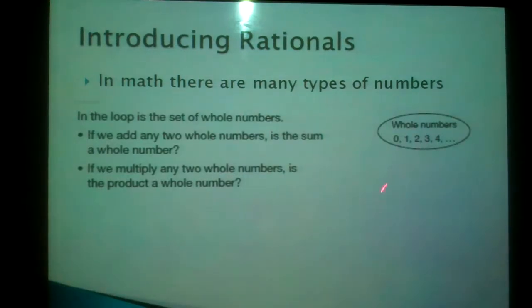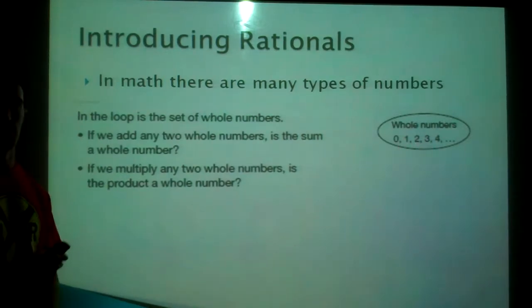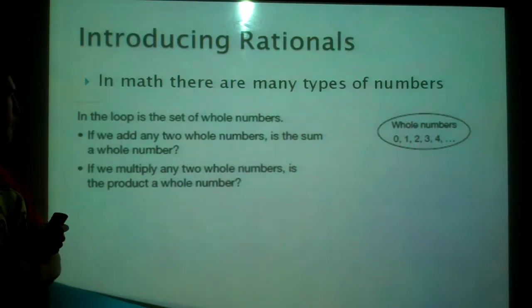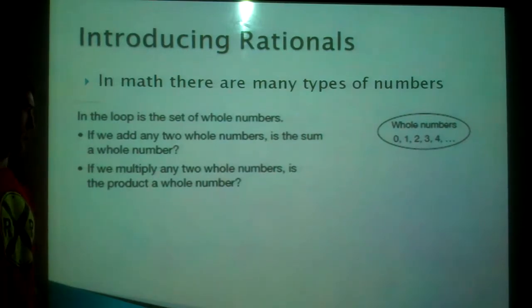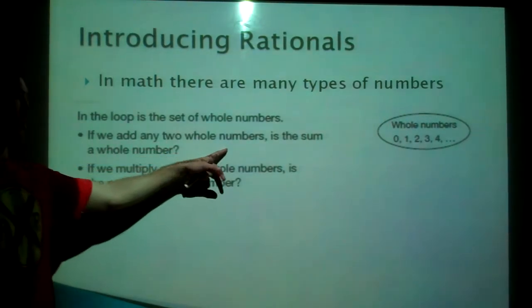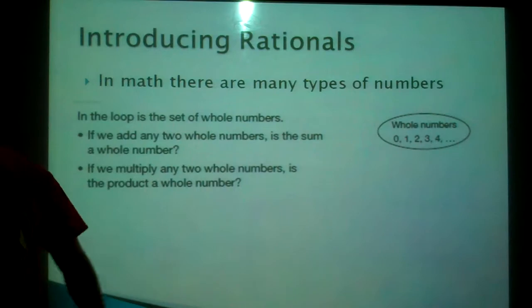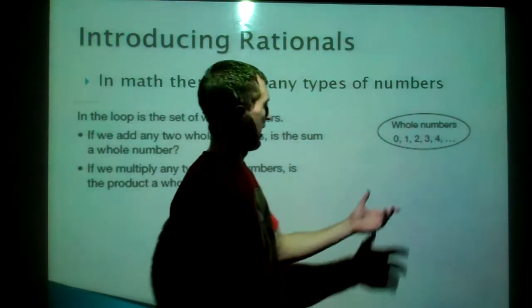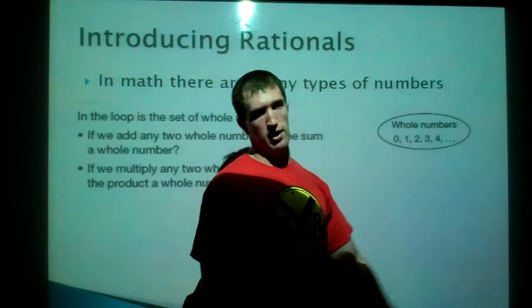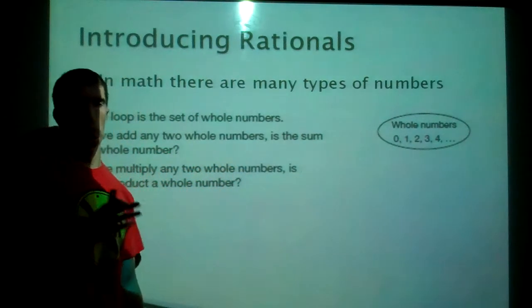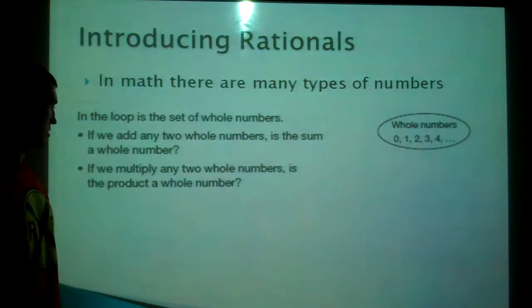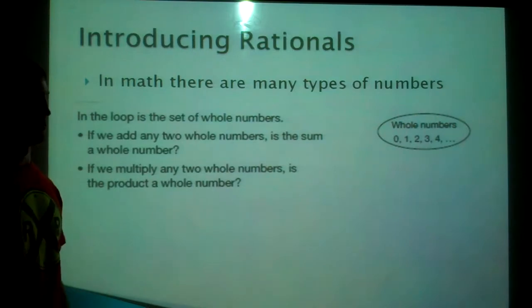Alright, this loop over here is the set of whole numbers. We've talked about these before. They go from 0 all the way to positive infinity, and they're all whole. They're all very nice numbers, easy to work with. Now, first question. If we add any two whole numbers, is the sum going to be a whole number? Well, if we take any of these numbers up to infinity and we add two of them, yes, we will get another whole number. How about if we multiply any two whole numbers?